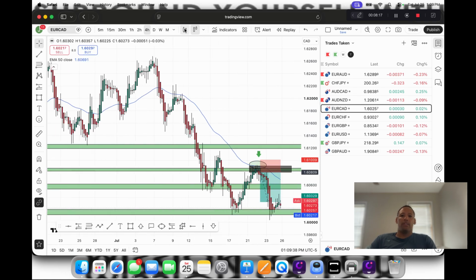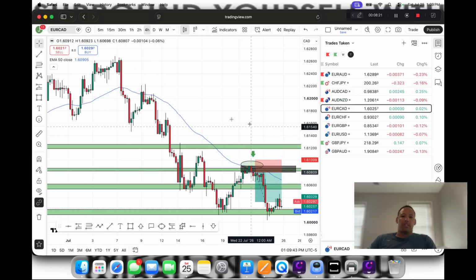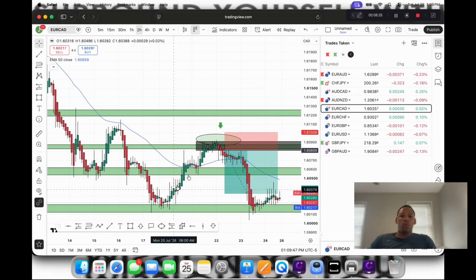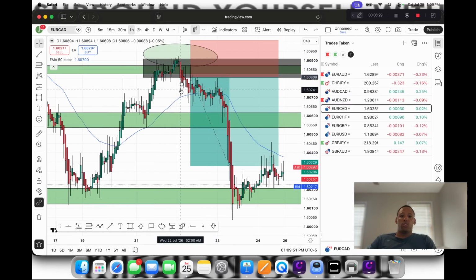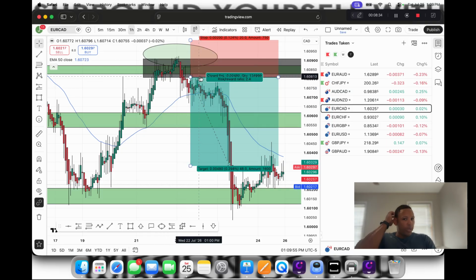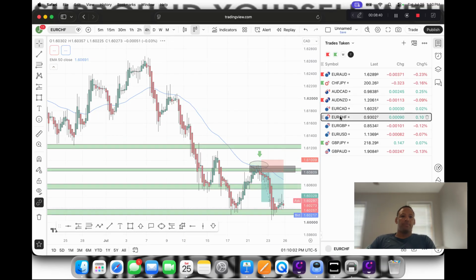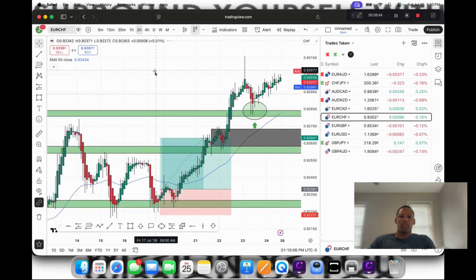Here's one that played out. We got a break. We got a retest. We got a rejection candlestick. We were in a 2-hour uptrend, but we had switched to a 1-hour downtrend. So once that 1-hour downtrend happened, we entered with inside of 10 pips of that 4-hour rejection, and it sold off. It played out.